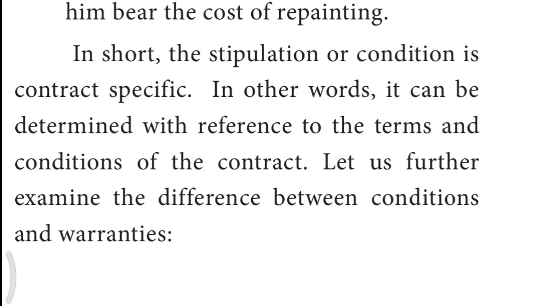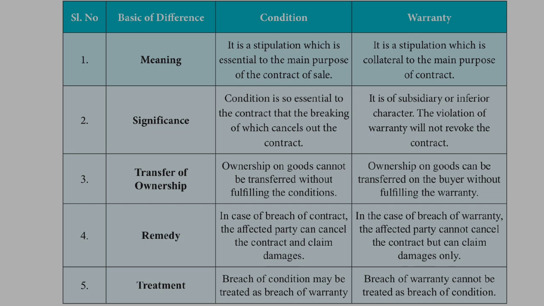With a condition, you can cancel the sale if the condition is not being satisfied. With a warranty, even if the warranty is not satisfied, it is only of secondary importance to the contract. It is not a very important part of the contract like a condition. So as a client or as a buyer, you can only claim the damages, but you cannot cancel the contract. So that is the meaning and a little bit of the basic difference between condition and warranty.